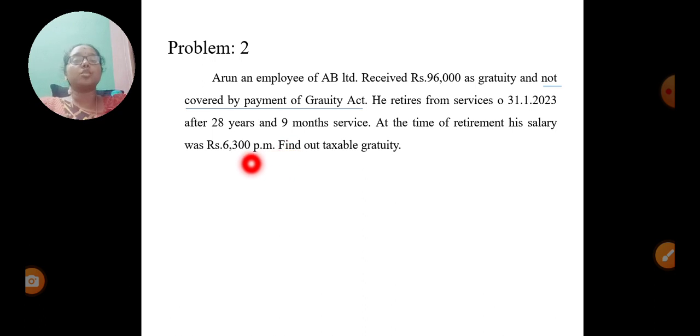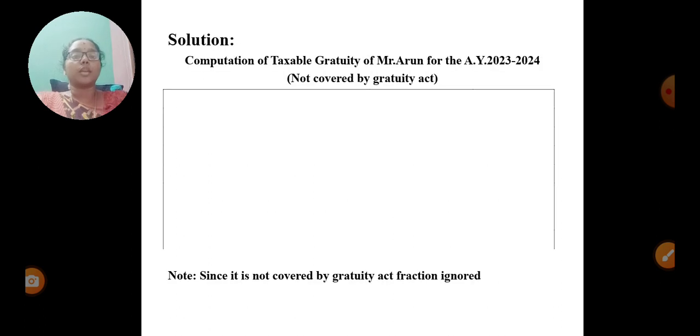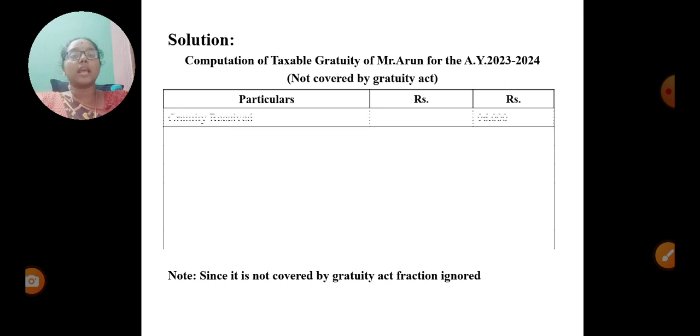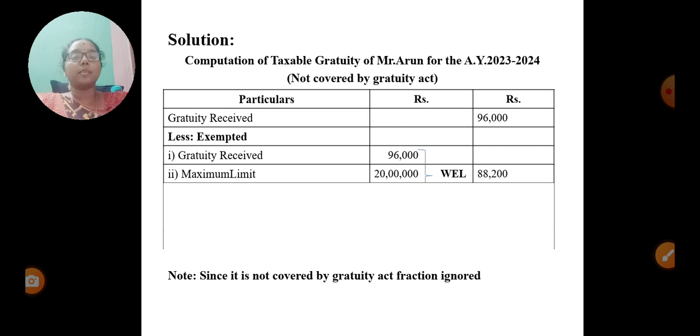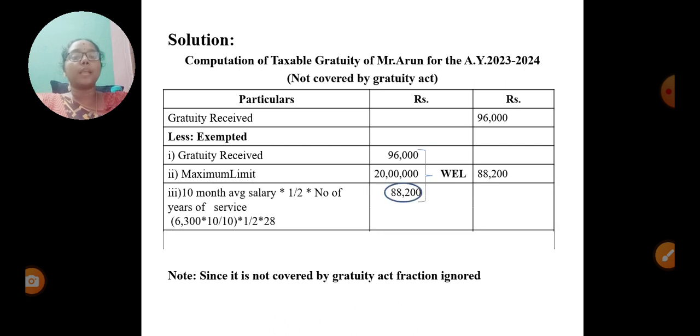His salary was rupees 6,300 per month. They asked us to find out the taxable gratuity. Let me show you the answer. Computation of taxable gratuity of Mr. Arun for the assessment year 23-24. He is not covered by the Gratuity Act. First we write the gratuity received, and from that we deduct the exempted amount. To find the exempted amount, we compare three things: gratuity received 96,000, maximum limit 20 lakhs, and third, 10-month average salary into half into number of years of service.